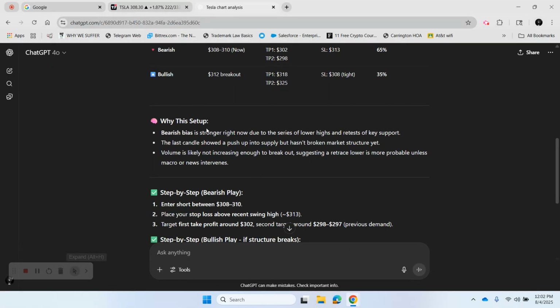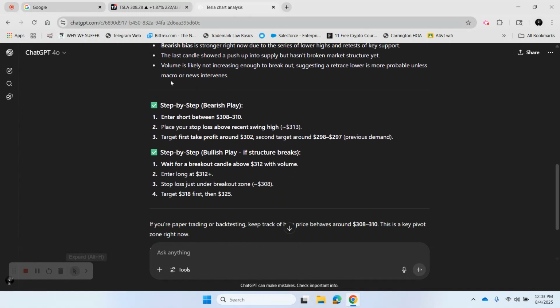So why this setup? The bearish bias is stronger right now due to the series of lower highs and retests. The last candle showed a push up into supply, but hasn't broken the market structure yet. Then they give you a step-by-step bearish play: a short between 308 and 310. Place your stop loss above the swing high. Your first target is 302, second, boom.